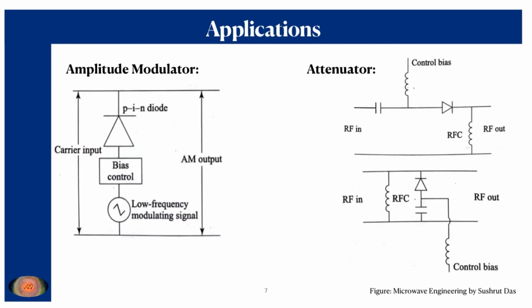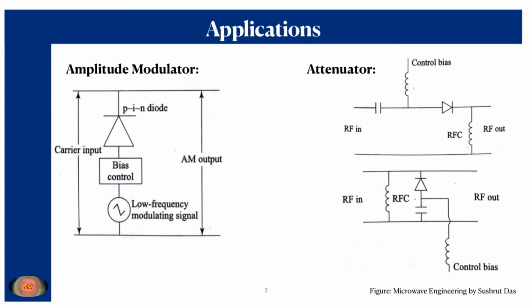Amplitude modulator. This is a very simple operation. You can see from this diagram that the modulating signal, which is low frequency in nature, is connected to the bias control of the pin diode, and the carrier is applied across the device. Depending upon the modulating signal, the biasing condition of the pin diode will change, and accordingly it will modulate the carrier signal, and the amplitude modulated wave will be available across the output terminal.